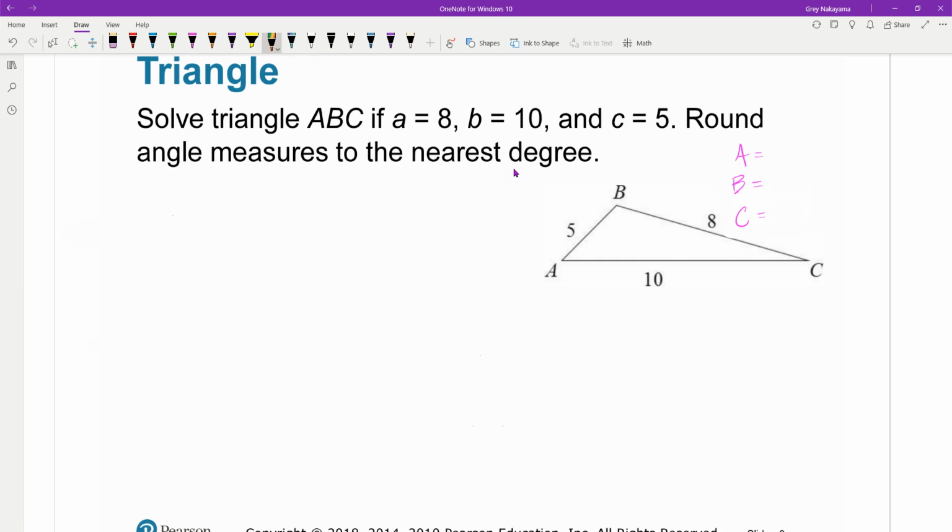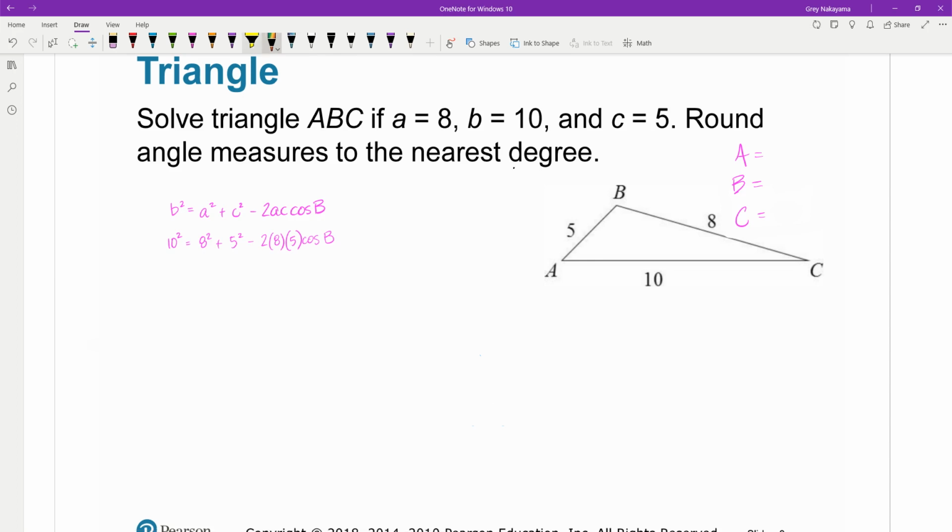So that means I'm going to have B squared equal to A squared plus C squared minus 2AC times the cosine of B. So I'm going to go fill in. B is 10. A is 8. C is 5. 8, 5. And the cosine of B is what I'm looking for.